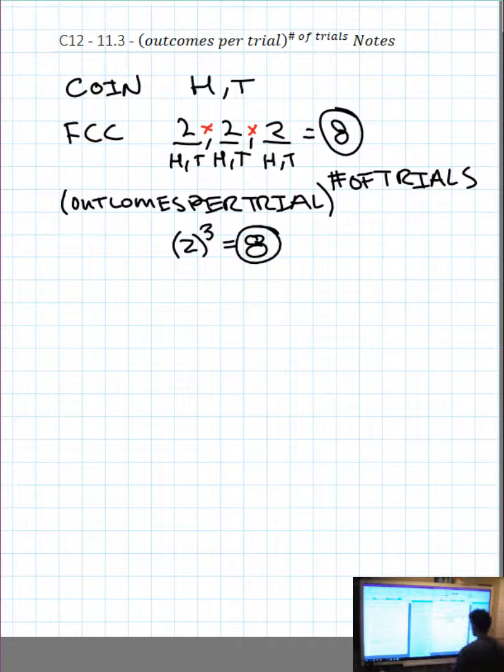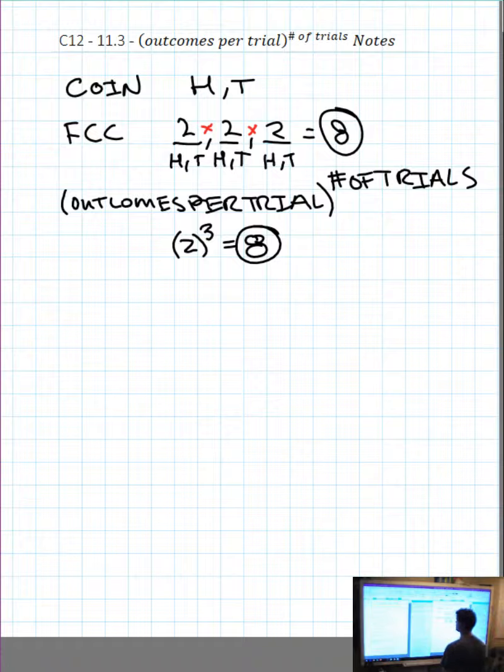So now we have 2 different ways to do this question. We can use the fundamental counting principle from 11.1, and also this new formula that I'm going to explain further on our formula sheet, outcomes per trial to the exponent number of trials.